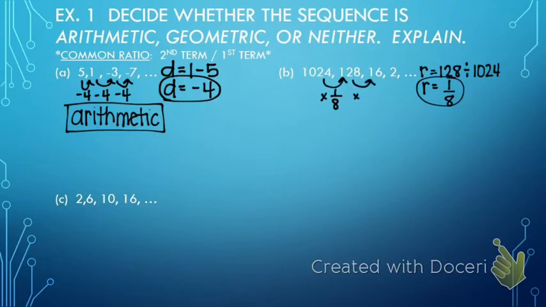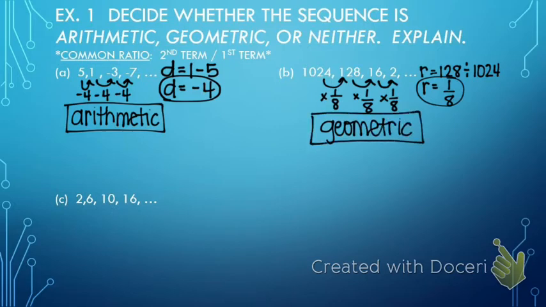What's 128 times 1/8? 16. And what's 16 times 1/8? 2. Okay, so if the pattern works all the way across, we multiplied all the way across by 1/8 and it worked. So what kind of sequence is this? Geometric. Again, your explanation is your work. You showed me how you found the common ratio, and then you showed me that you tried it all the way across.